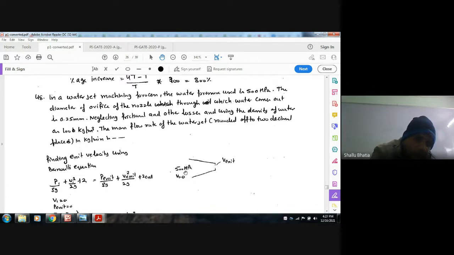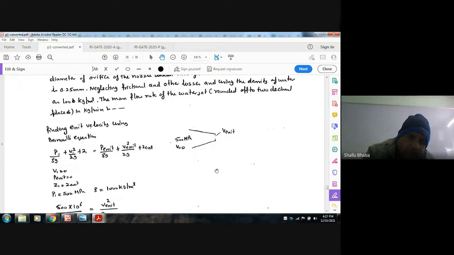The velocity at 1 is 0. This is because in water jet machining a nozzle is used, which is increasing the velocity at the cost of pressure. So Z1 and Z2 are the same. V1 is equal to 0 and V exit we have to find out.